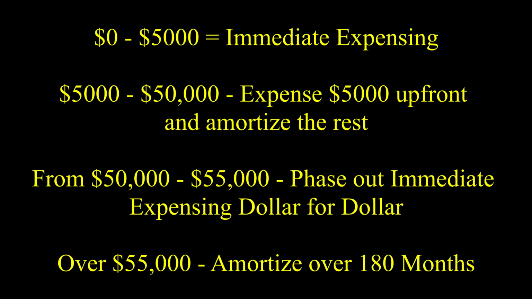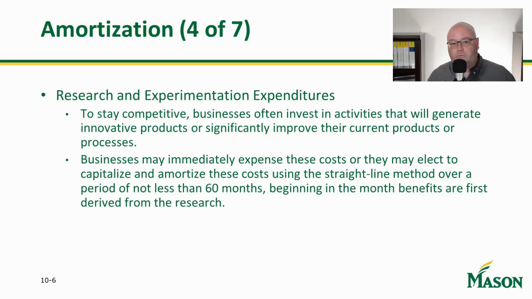And then from 50 to 55, you'll actually phase out that initial 5,000, and then you will get to where if it's 55,000 or more, you're just going to amortize everything over the appropriate life. Okay, research and experimentation expenditures.